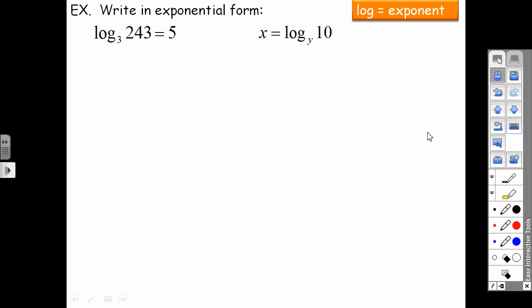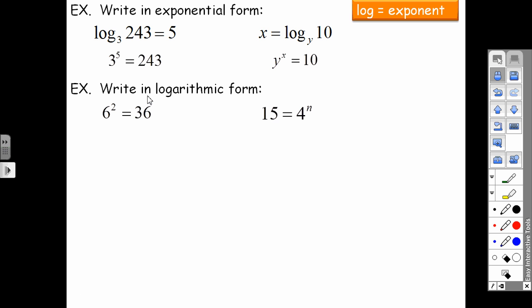Let's get some practice here. Remember, your log equals your exponent. So this is your exponent, 5. This is our base. So if we need to write this in exponential form, we're going to do 3 to the 5 is going to equal your 243. Okay, let's try this one. So here's our exponent. There's our base. So we do y to the x is going to equal 10. This is all you're doing. You're just converting into exponential form.